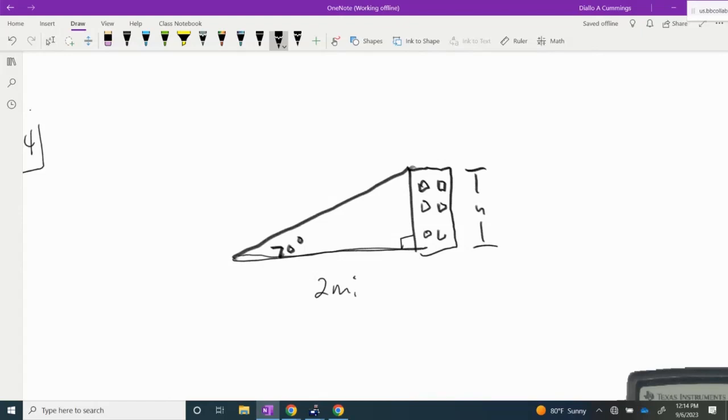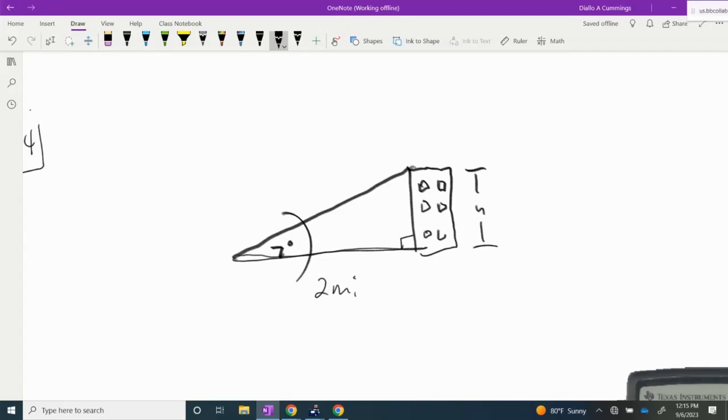So we've got to set up a trig function. I can't find the height because I don't know all three sides of the right triangle, so we have to use a trig function. When we use a trig function, we have to establish a reference angle. So I'm going to use the 7-degree angle as my reference angle.